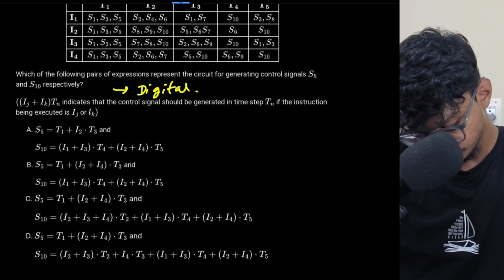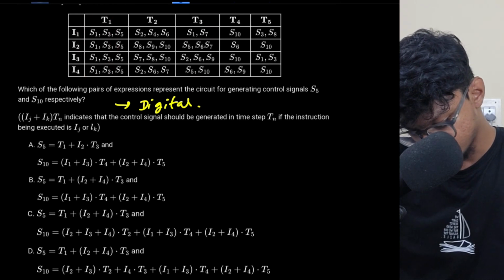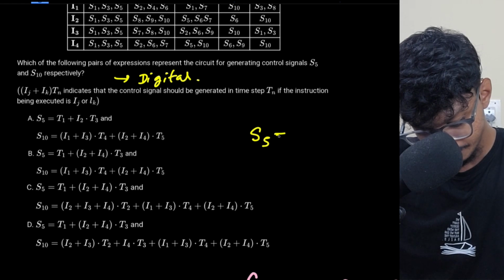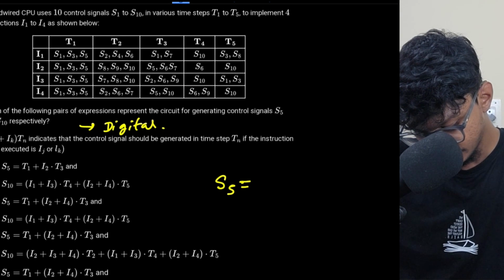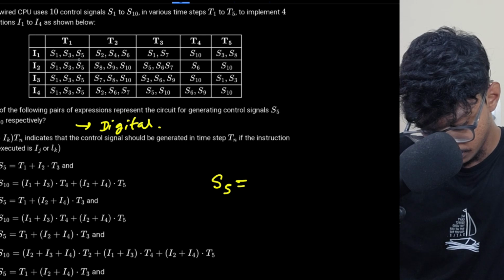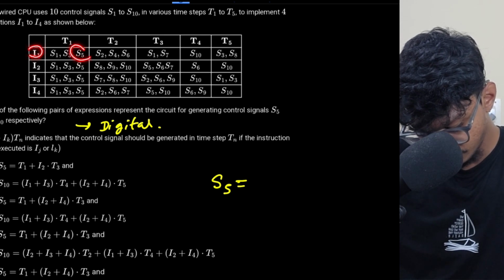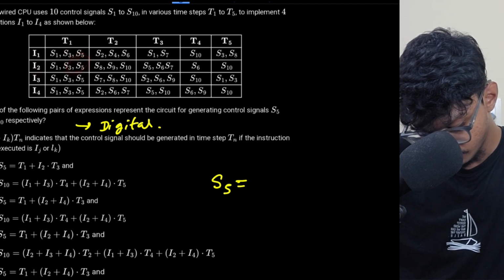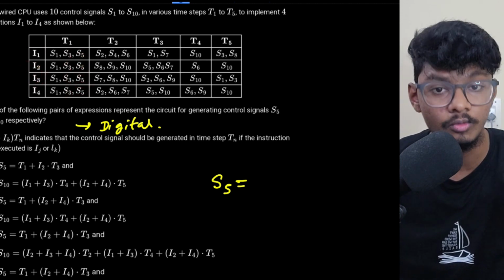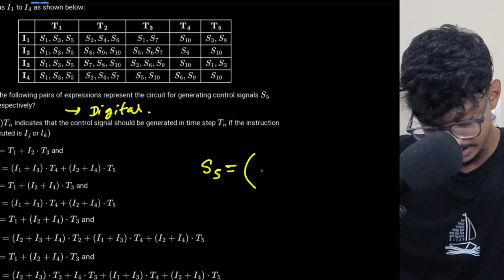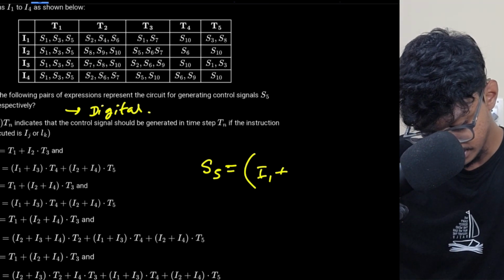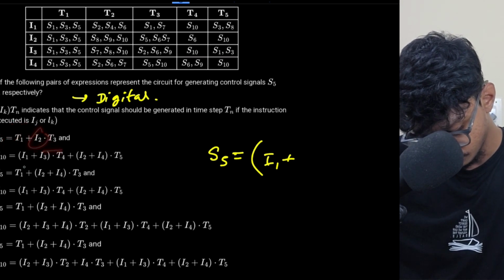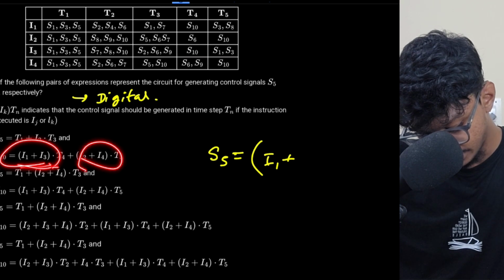So what you have to do here, I have to see where my S5 comes. It's a very simple thing. So I will write S5 will be equal to what? Here, I observe that I have S5 in instruction I1 for the T1 clock period. For I2, I have S5. For I3, I have S5. For I4, I have S5. So how will I write it? We write it like this, as they have written T1 times something, then T3 times I2, like I1, I3 are in OR, and it is multiplied with T4.